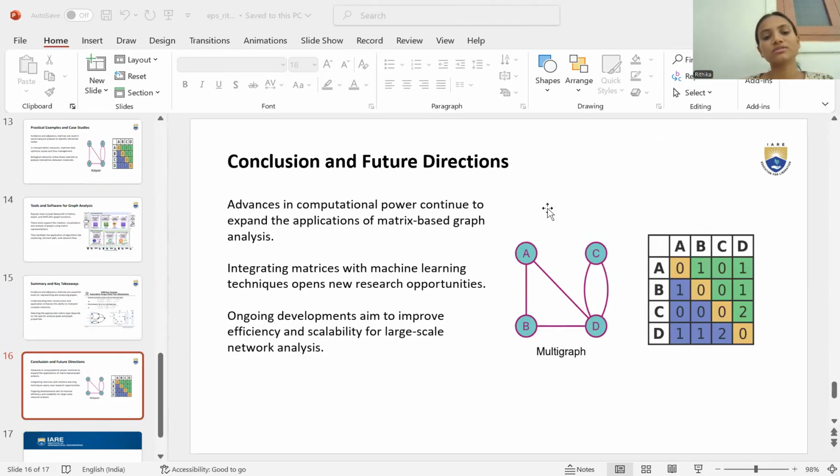Conclusion and future directions. Advances in computational power continue to expand the application of matrix-based graph analysis. Integrating matrices with machine learning techniques opens new research opportunities. Ongoing developments aim to improve efficiency and scalability for larger scale network analysis.